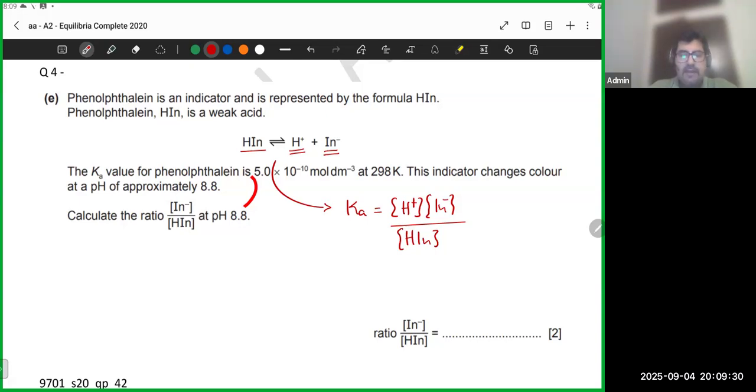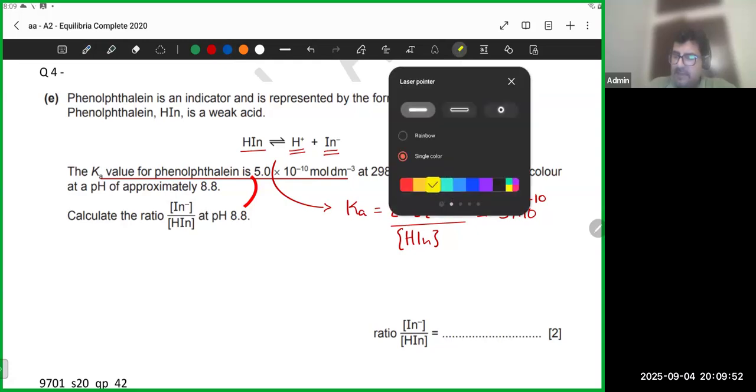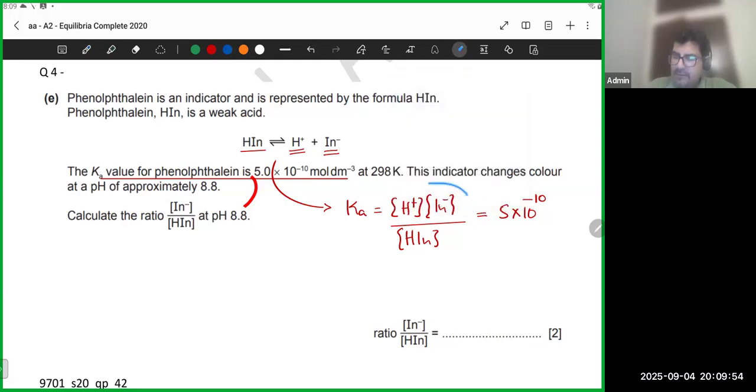What they're asking for is that they've told us the Ka value. The dissociation constant value is given, so we know this is equal to 5 times 10 to the power minus 10. And remember, most of the time this value is going to be small. Why? Because they're all weak acids, so they are not going to produce a lot of ions. They're not going to dissociate much. So it's got a small value.